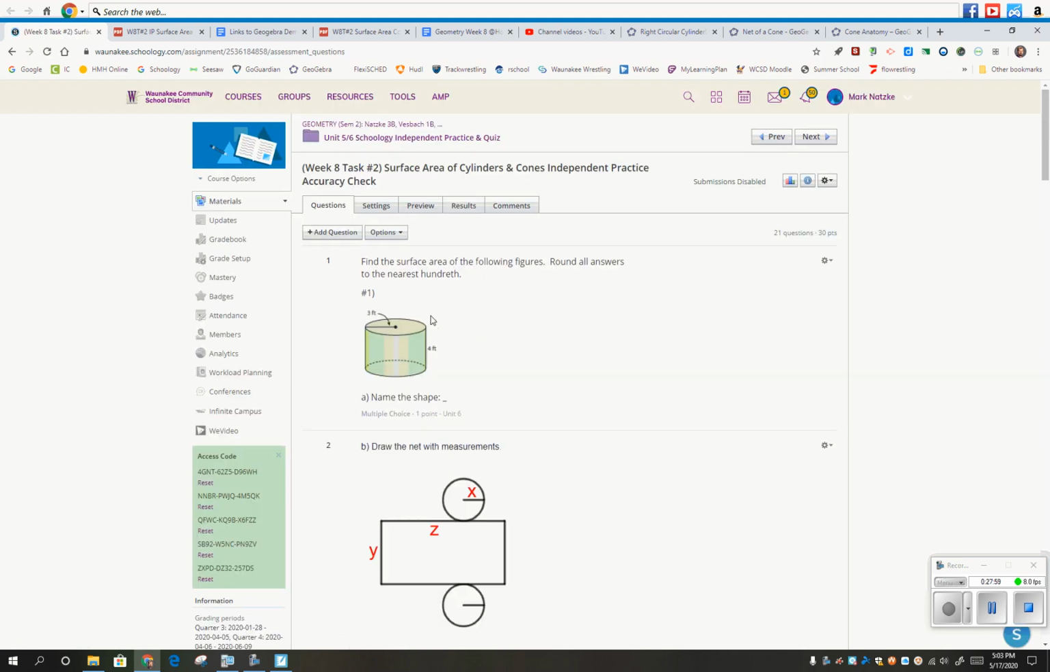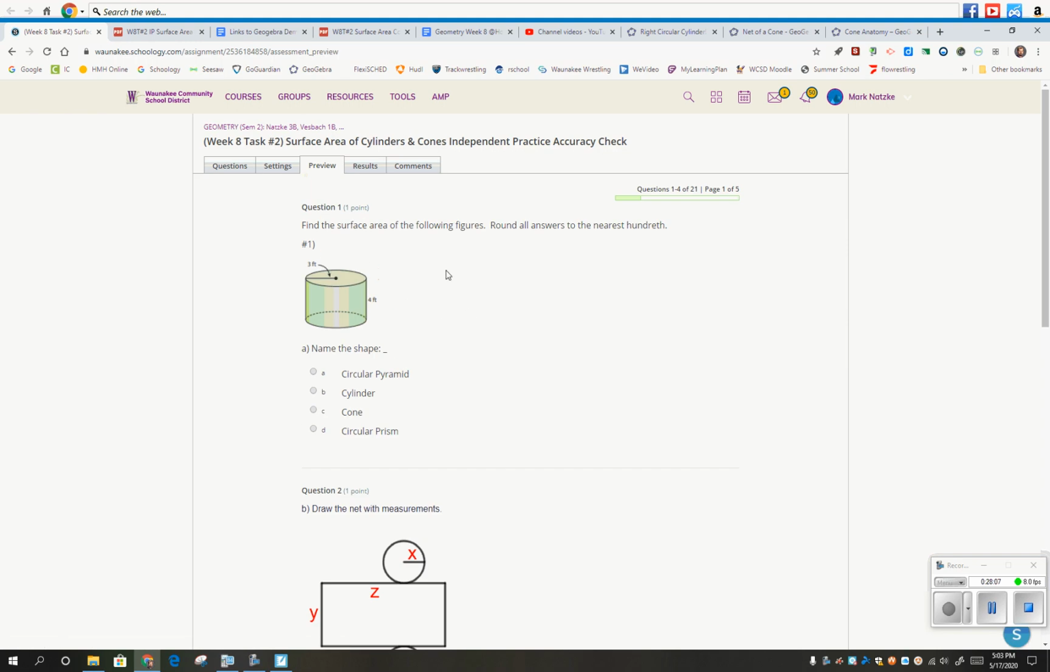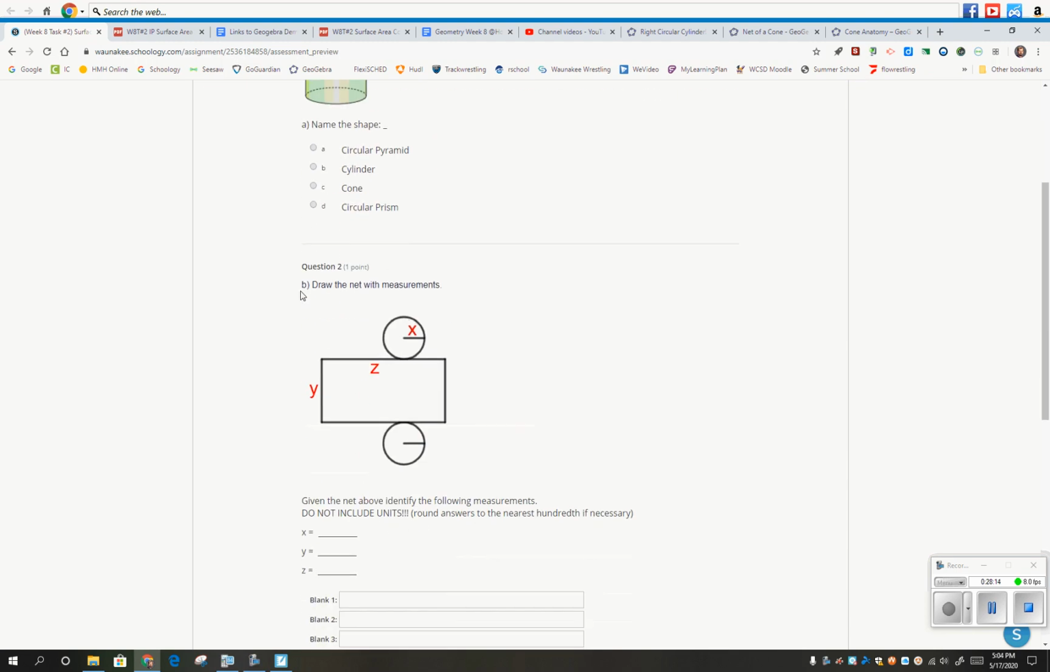So week 8, task 2, so the questions, so you have to name it. If I preview, this is how you will see it. Name it. Number 1, what shape is it? Okay, number 1's a cylinder. You should draw the nets. I did put a picture of the net in here. What you need to do is label the net.